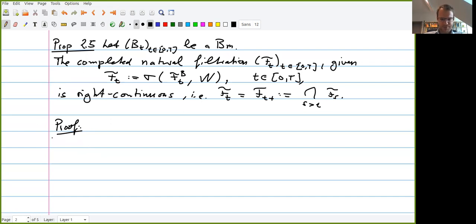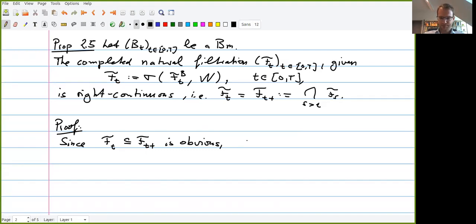Okay. One direction is obviously easy. If I have my filtration at time t, it's certainly included in the filtration F_t plus, because my filtrations are increasing, and this includes all s strictly bigger than t. So this is the easy one.